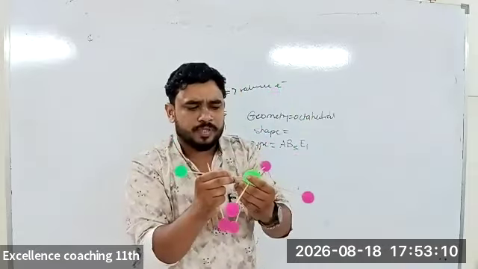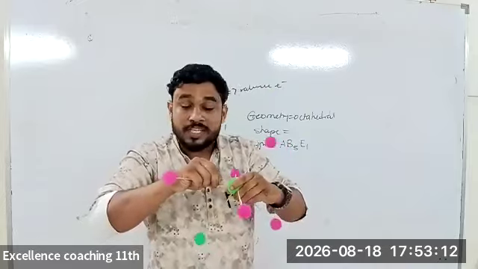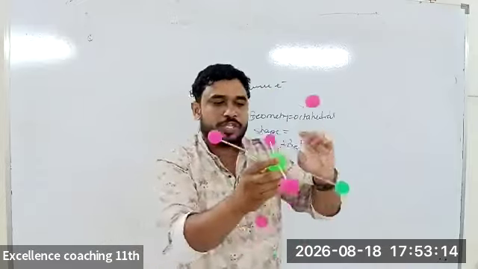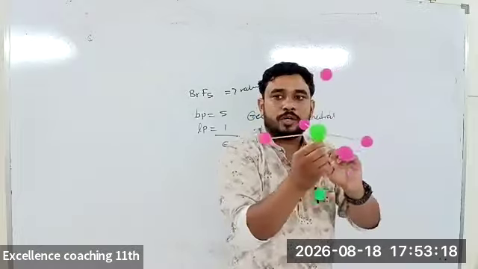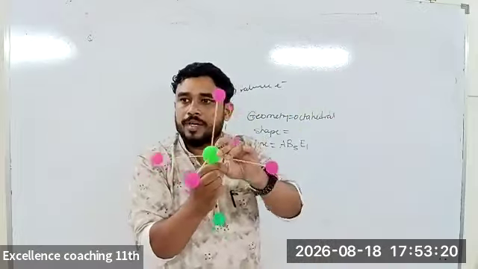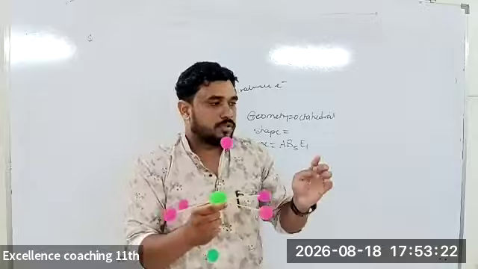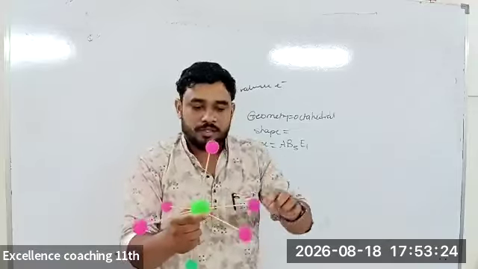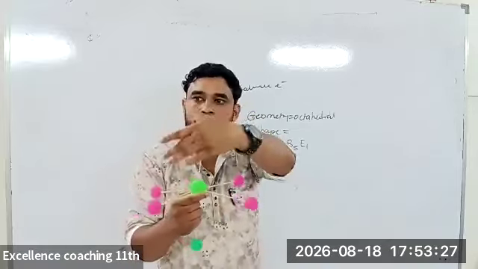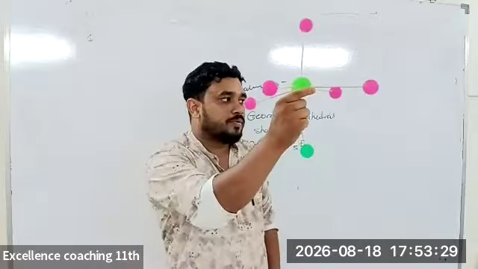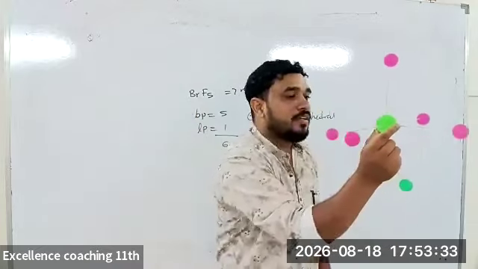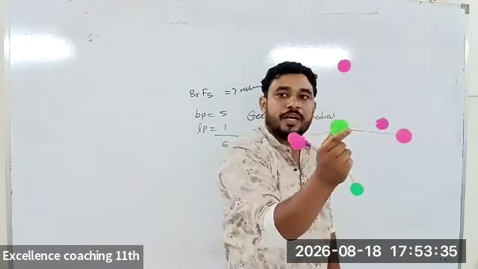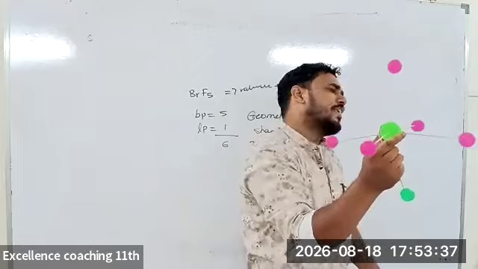Now we talk about the shape. You have to hide one lone pair. This looks like what? Square. This looks like what? Pyramid. Can you tell the shape? Don't write square over here. It is called square pyramid. So what is the shape here? Square pyramid.